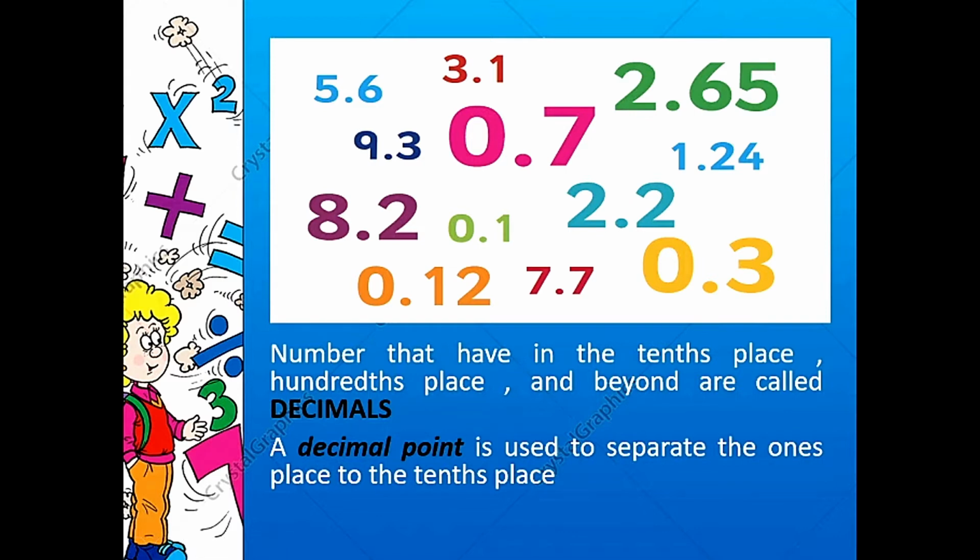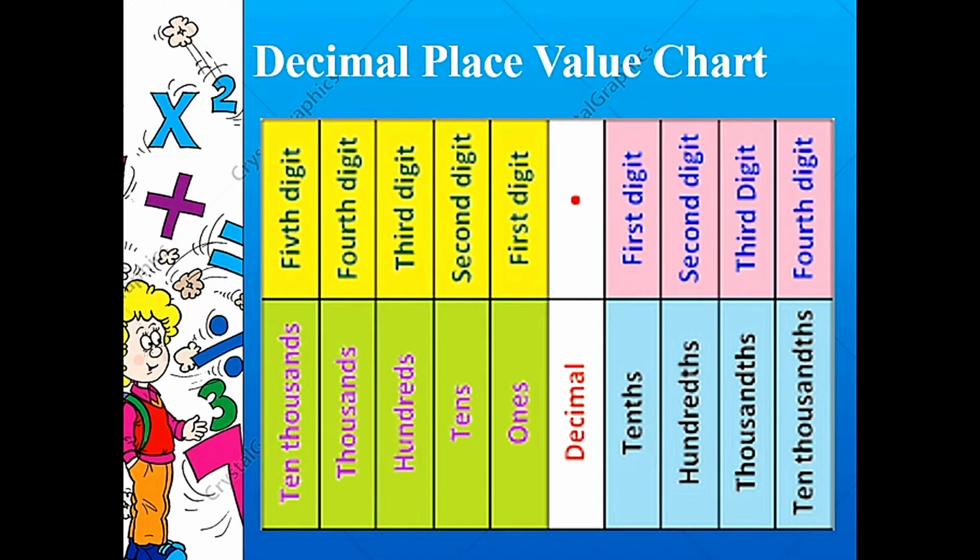Now, let me show you an example of a decimal place value chart. At the center, you will see the decimal point. On its left side, you will see ones, tens, hundreds, thousands, and 10,000s. These are place values of a whole number. And on the right side of the decimal point, we have tenths, hundredths, thousandths, and ten-thousandths. These are the decimal place values, and we will be using this information. Now kids, please be guided with the spelling.